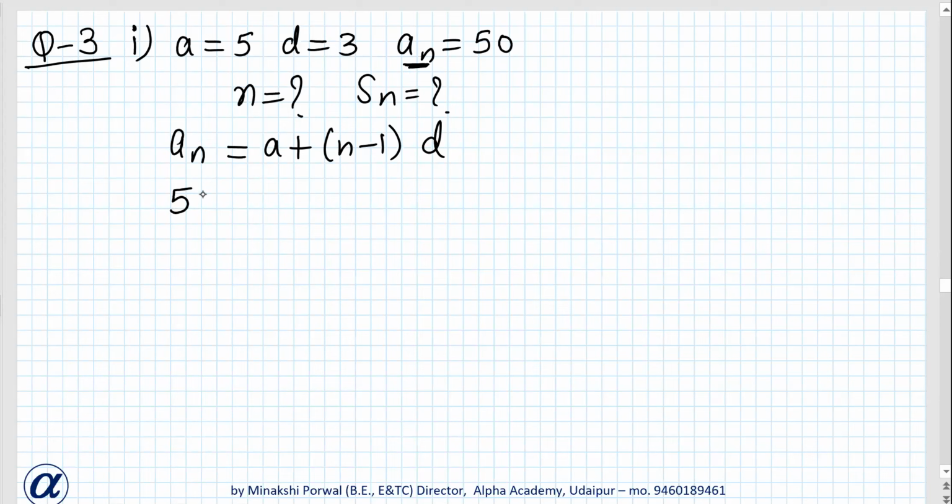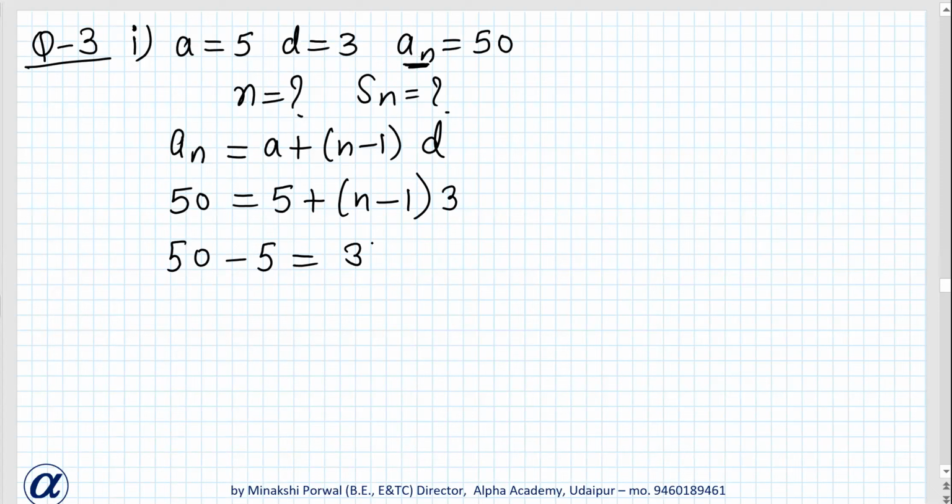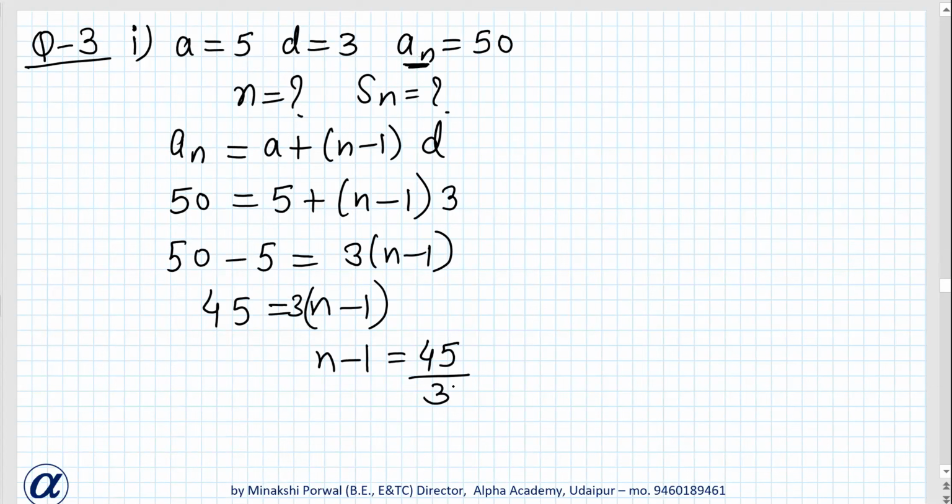An is 50, A is 5, D is 3. We'll solve: 50 minus 5 equals 3 into (n minus 1), or 45 equals 3 into (n minus 1), or n minus 1 equals 45 upon 3, that is equal to 15. N equals 16.